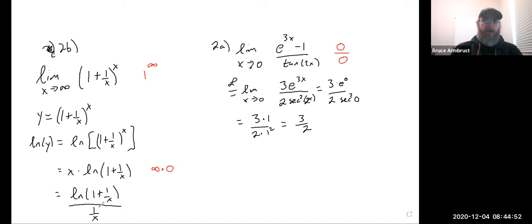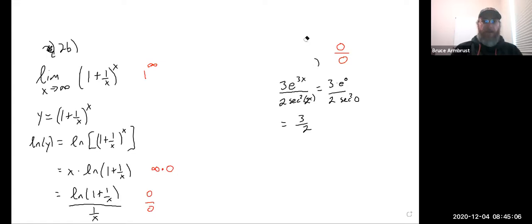So I'm going to divide by 1 over x. And so now this gives me 0 over 0. So that is exactly the form we need to do L'Hôpital's rule. So let's do it. All right, so on top, I've got the natural log.